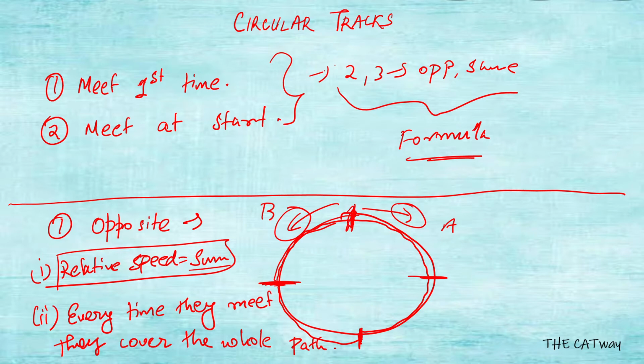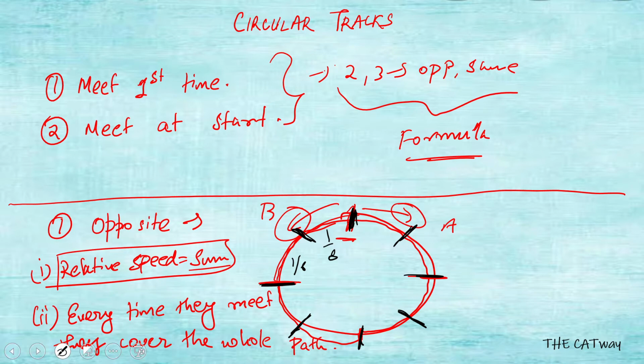Similarly, if they start from here, let's change the color so that you can understand it easily. If they meet for the first time, let's say here, then the second time they will meet over here, this will be 1 by 8, this will be again 1 by 8. So the third time they will meet here, the fourth time here, fifth here, sixth here, seventh here, and then eighth here. So this goes on, because they are going to cover a whole path each and every time they meet, whenever they are traveling in the opposite direction. So this is one thing.